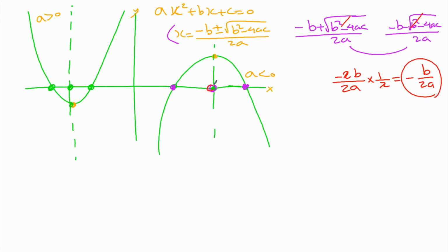So the x of this maximum or minimum is always minus b divided by 2a. When we know the x, if we put it into the equation of the curve, we can find the y of that point. That is what we are going to do. So the x value is minus b over 2a.